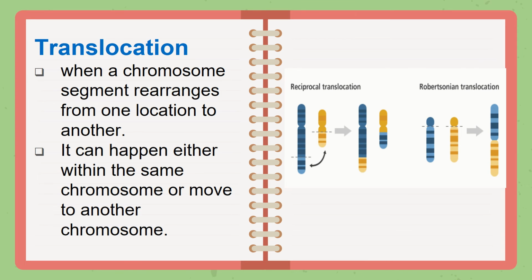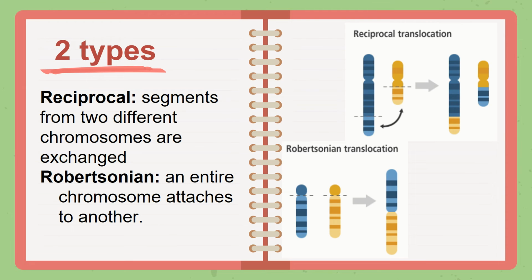Next is the translocation. It is when a chromosome segment rearranges from one location to another. It can happen either within the same chromosome or move to another chromosome. Translocation has two types, the reciprocal and Robertsonian. For the reciprocal, segments from two different chromosomes are exchanged, and for the Robertsonian, an entire chromosome attaches to another chromosome.